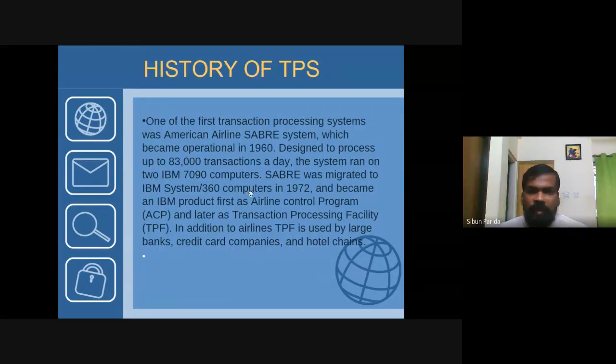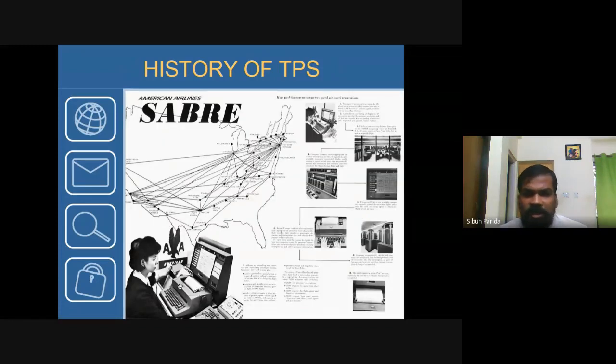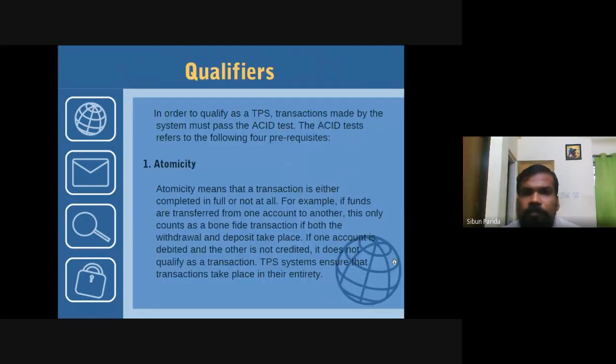Secondly is the history of the transaction process. I'm not going into this. Initially people used to work with typewriting messages and pass all this information through them. But later on, the computer came and everyone started communicating with the computer, and the time was reduced drastically.